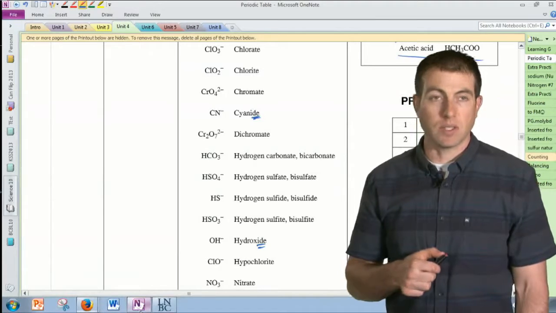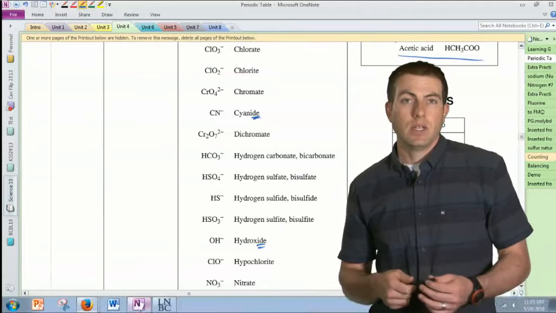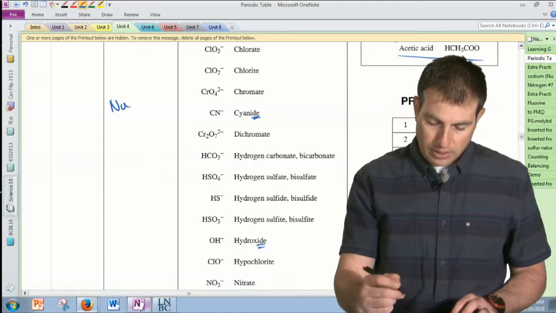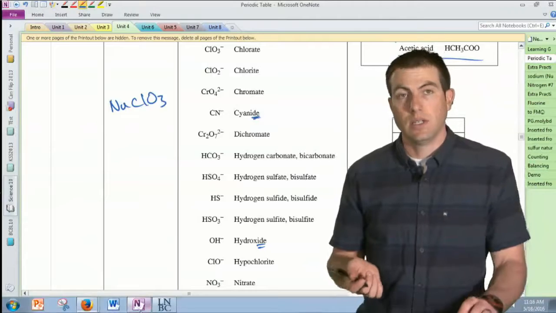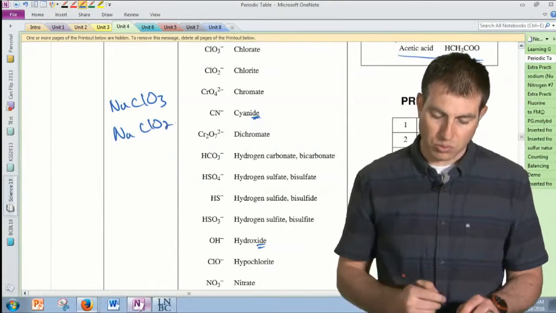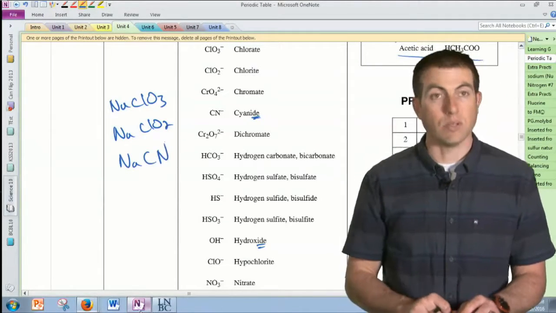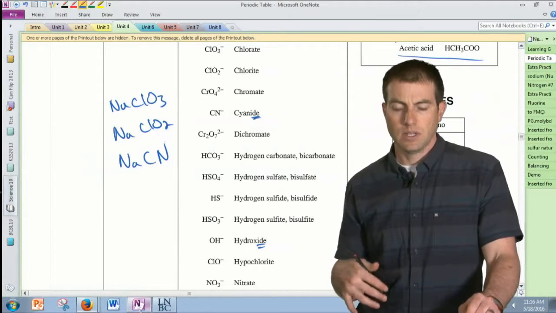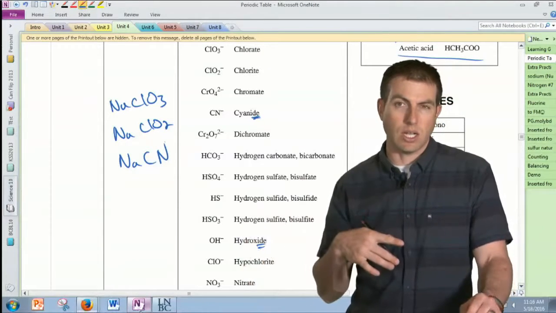Naming rules for polyatomics: in general, we're not going to change the ending of the name. So NaClO3 is sodium chlorate. It could be NaClO2, that's sodium chlorite. We could have NaCN, sodium cyanide. So we never change the endings of our polyatomics. We only change the endings of nonmetals, and they always get changed to ide.